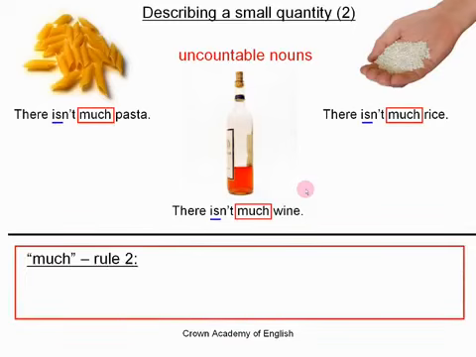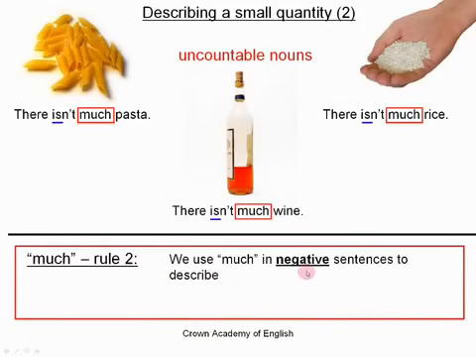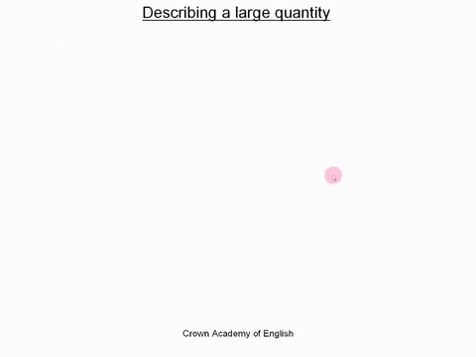And so the second situation of when we use the word much is we use much in negative sentences to describe a small quantity with uncountable nouns. Alright? So that is the second situation. Now, this is slightly different. Now we want to describe a large quantity using a positive sentence.